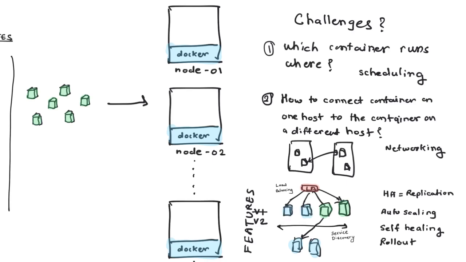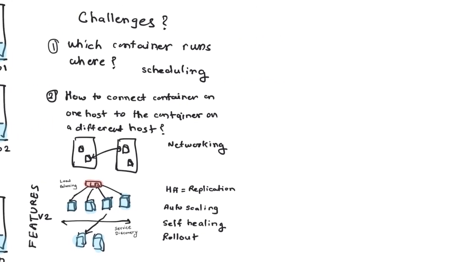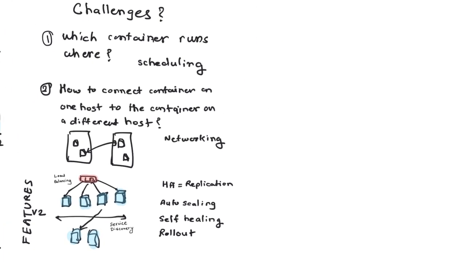And you also want to solve the problem of rollouts. How do you go from one version to another? And when you want to do that, you might want to define a deployment strategy. Let's say you do it in batches, one at a time, and so on. So your application rollout. All of these features would be desired in a production-like environment.